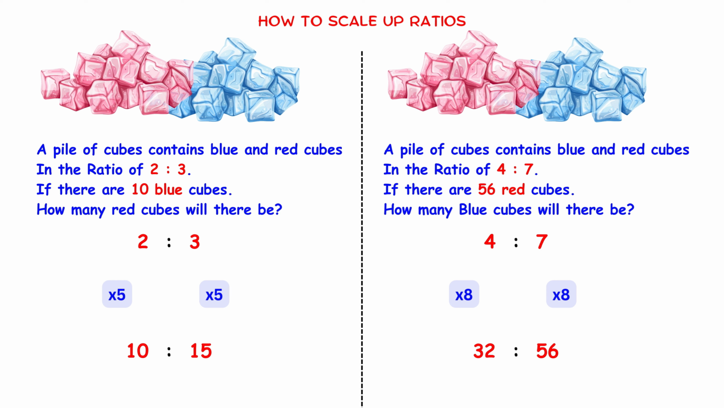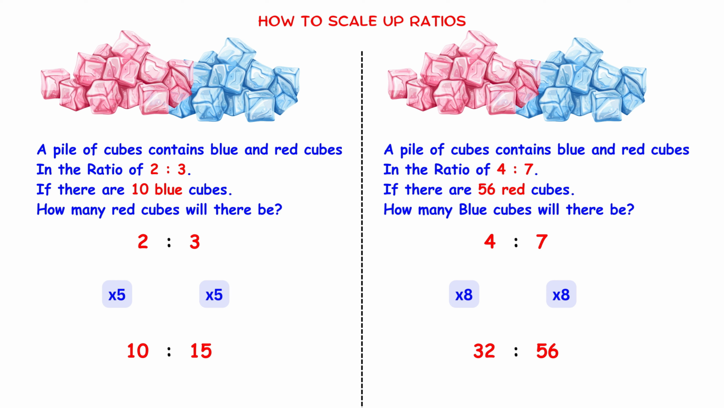If we are told that there are 10 blue cubes, we need to determine how many red cubes there must be. To solve this, we start with the original ratio of 2 to 3 and place the number 10 beneath the 2, since that represents the number of blue cubes. Next, we ask what we need to multiply 2 by to get to 10, which is 5, and then we multiply the 3 by 5 as well, resulting in 15 red cubes.